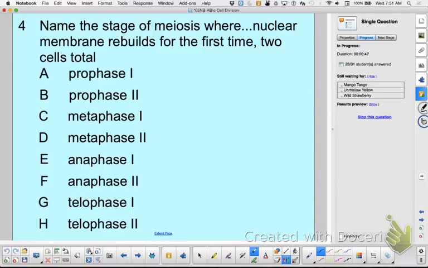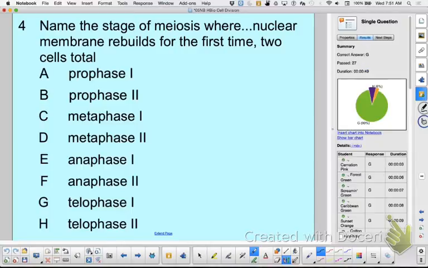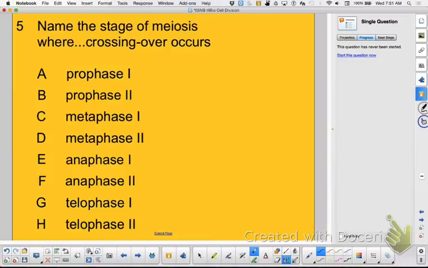Three, 2, 1. Okay, so if the nuclear membrane is rebuilding, it has to be a what? Telophase. And since it says for the first time, it has to be telophase 1. That's how I would approach it. Good job.